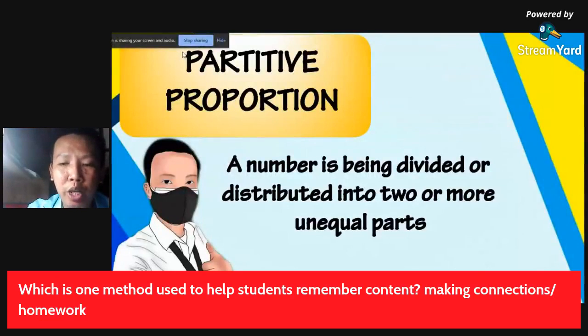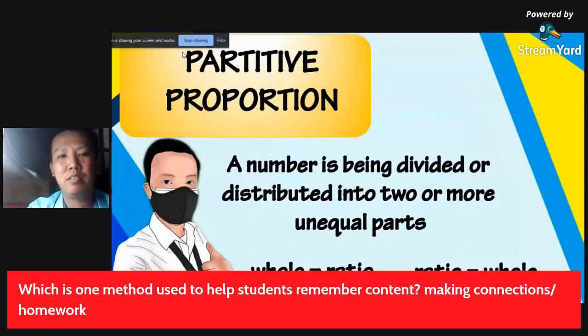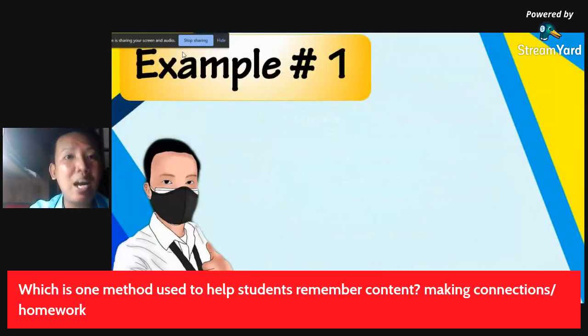To form a ratio in this case, we have the whole equal to a given ratio, or the ratio is equal to the whole. The whole represents the number to be divided or distributed to unequal parts. So that's partitive proportion. Okay po? So let's have an example.